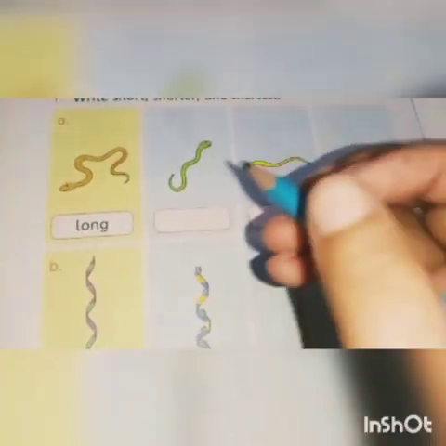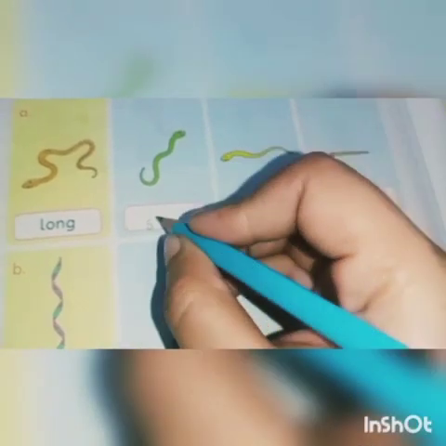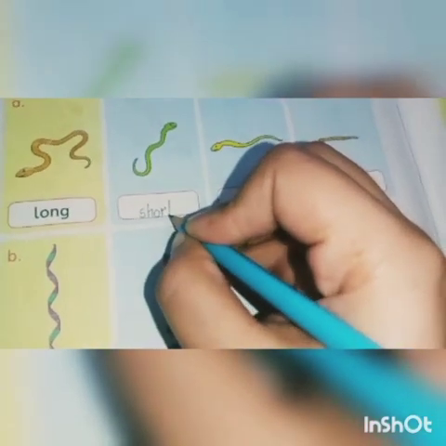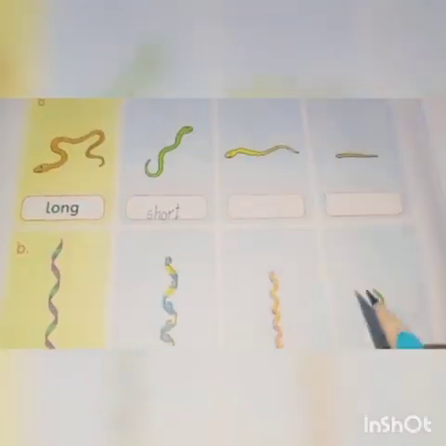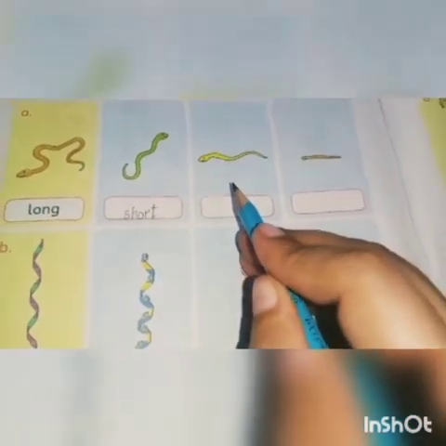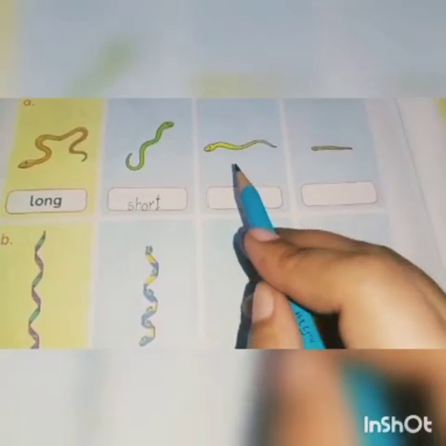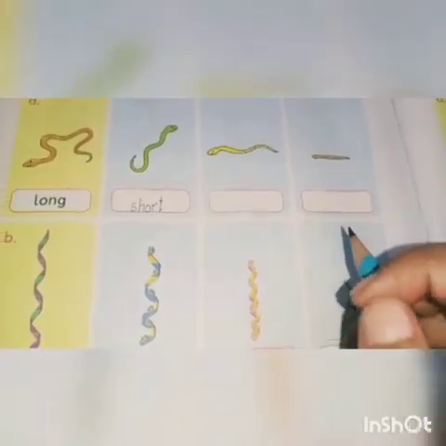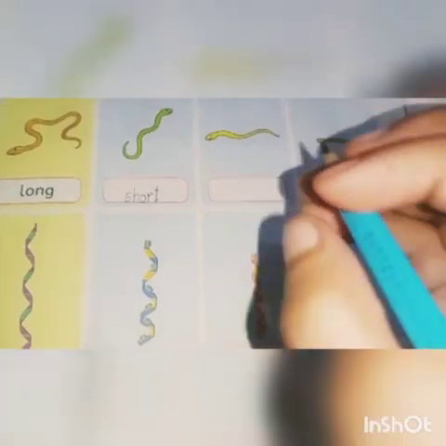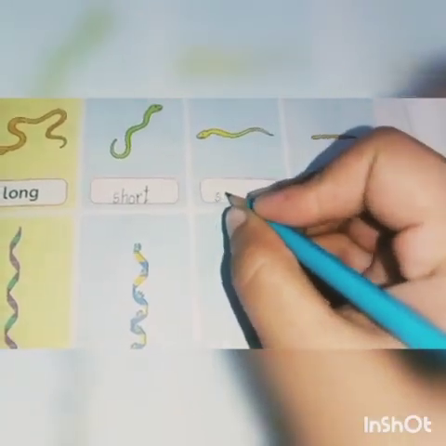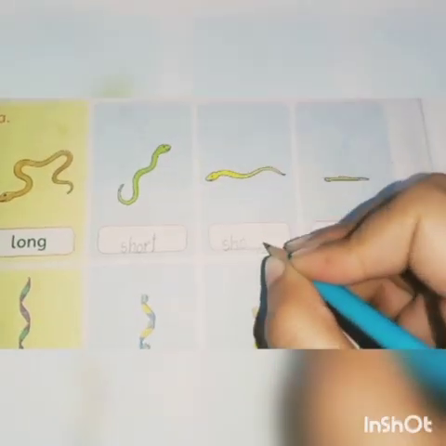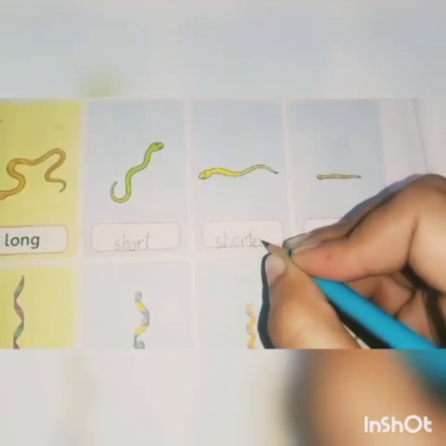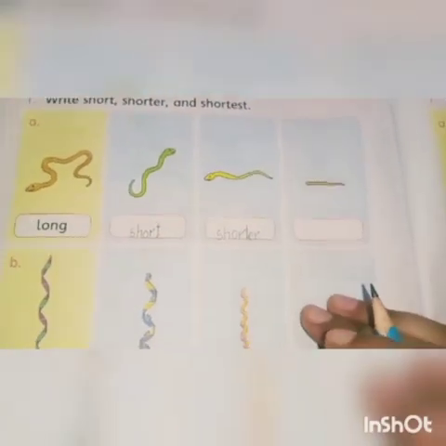Let's write it. S H O R T, short. Go for the next one. Here we have one more snake, and this snake is shorter than these two and longer than this one. So we are going to write shorter in the box. S H O R T E R, shorter. Now go for the next one.